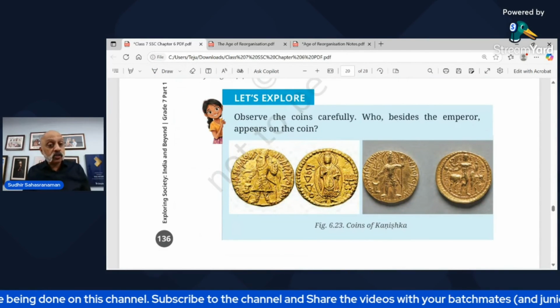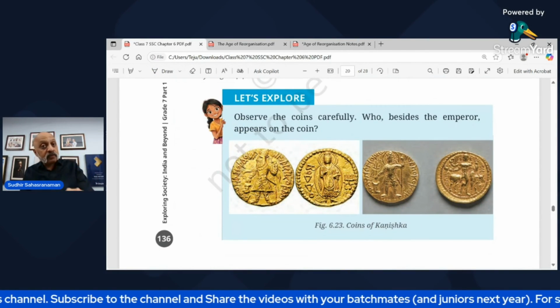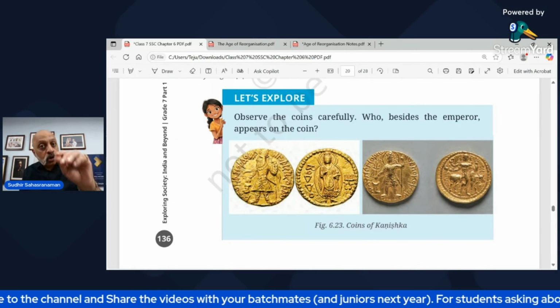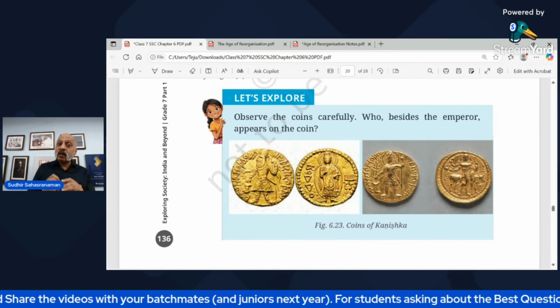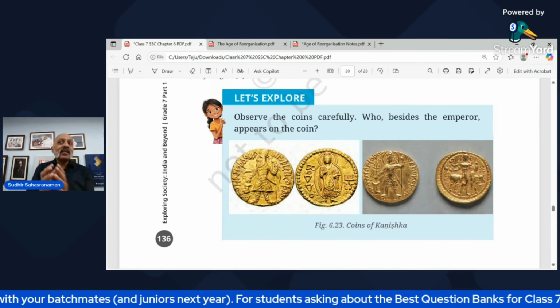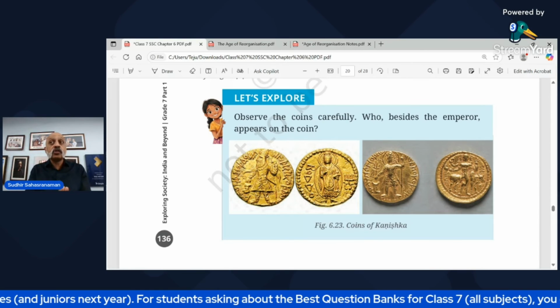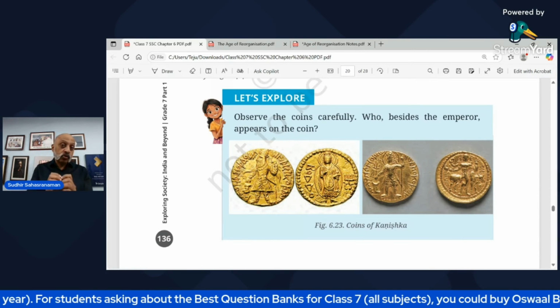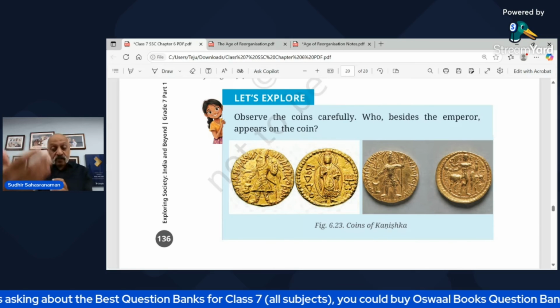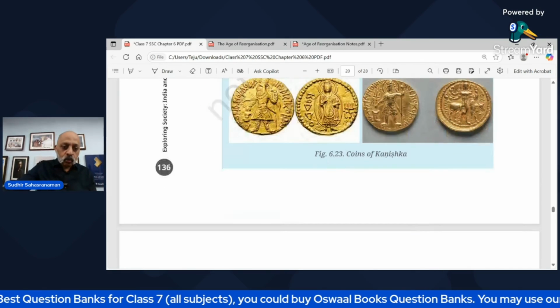These are some of the coins of Kanishka. As I have been saying in previous videos also, I want you to look at each one of these pictures very carefully, because it's quite likely that at least some teachers in some CBSE schools could give picture-based questions. So you should be able to identify and write something about those coins.